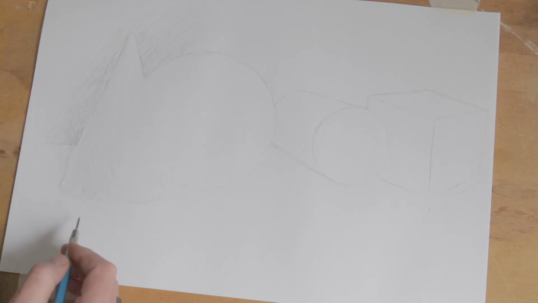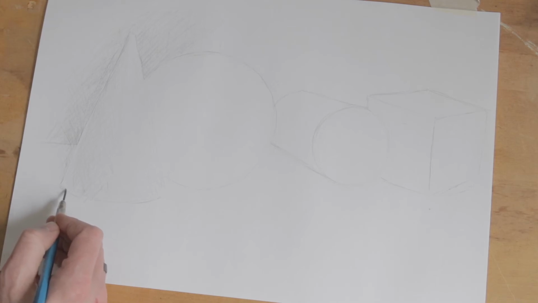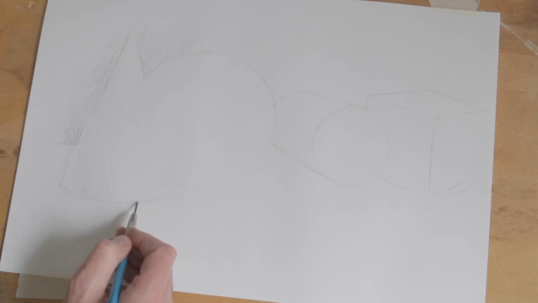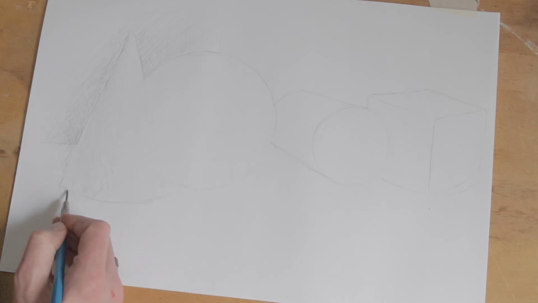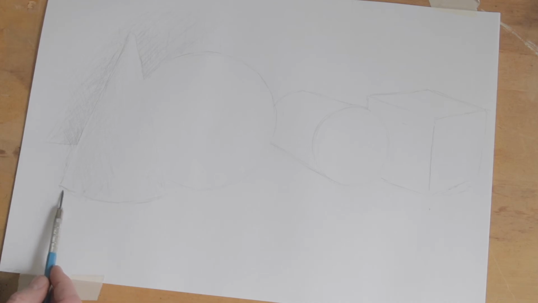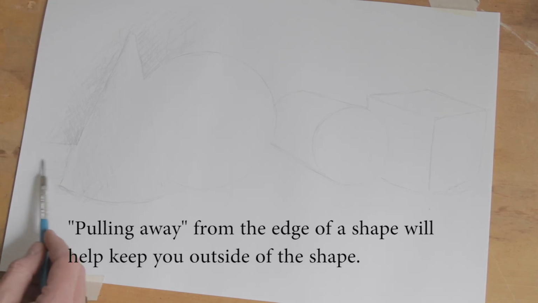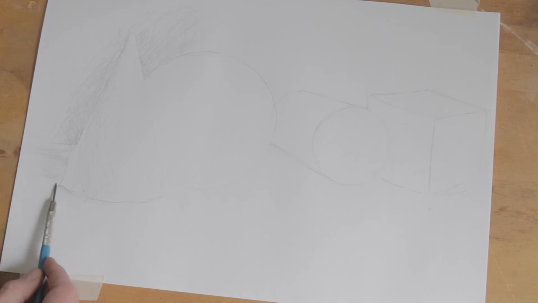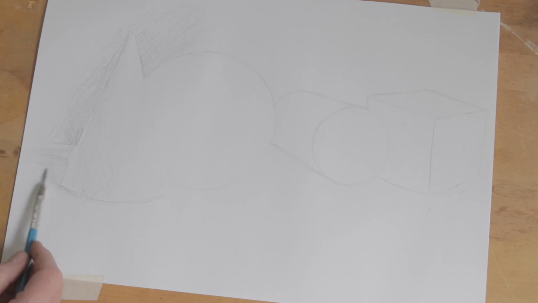Carefully, using the point of the pencil, lightly I'm adding that line at the bottom of the cone, just refining it a little bit and defining the shape a little bit more, just very carefully. As I'm shading around the cone and around the other shapes, I'm kind of pulling away from them. This will help me keep the outside line of the shape nice and crisp, rather than going inside the lines.